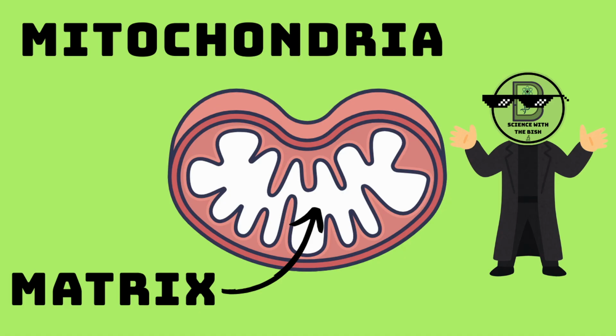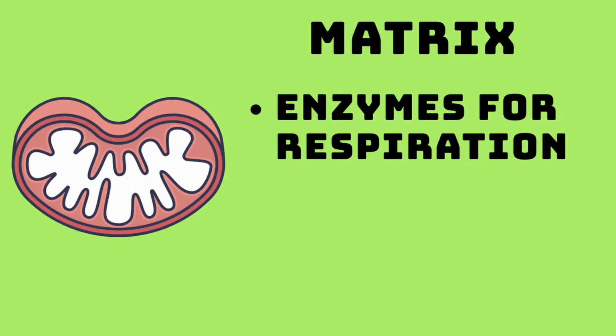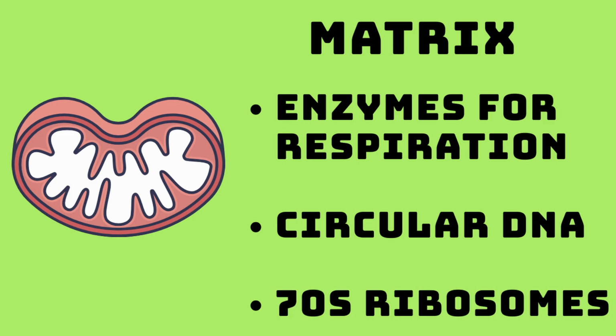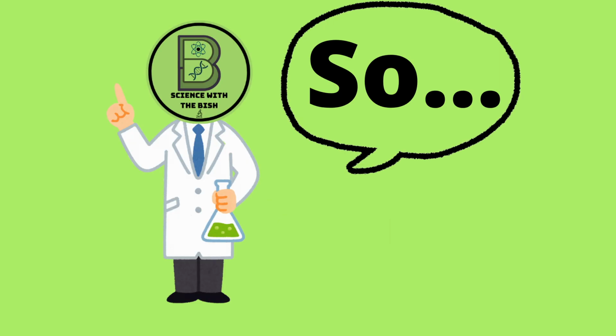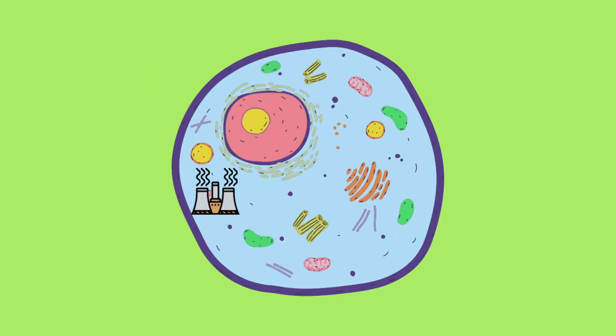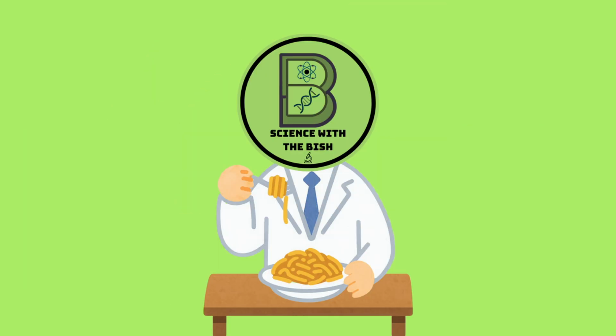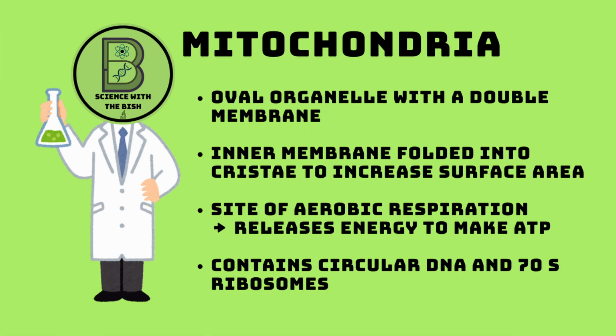Inside the inner membrane is a fluid called the matrix, which contains enzymes for respiration, a small amount of circular DNA, and 70S ribosomes, the smaller type also found in prokaryotic cells. So, in short, they're the cell's energy centers, turning food into usable ATP, so everything else can function. Here's a summary for the mitochondria.